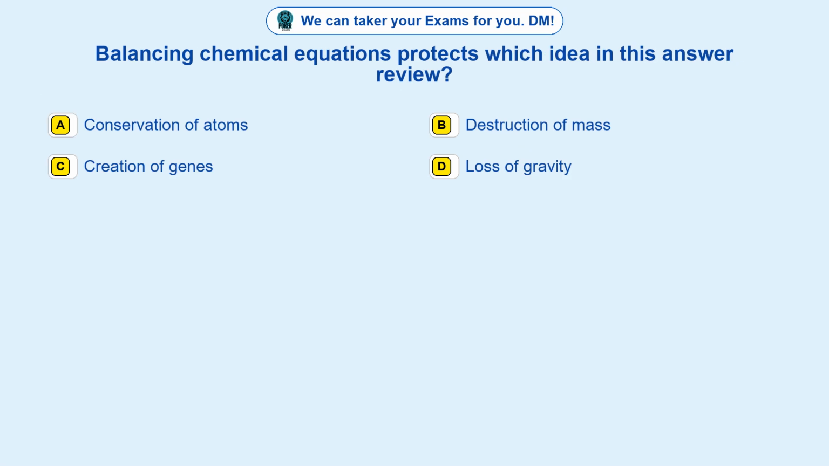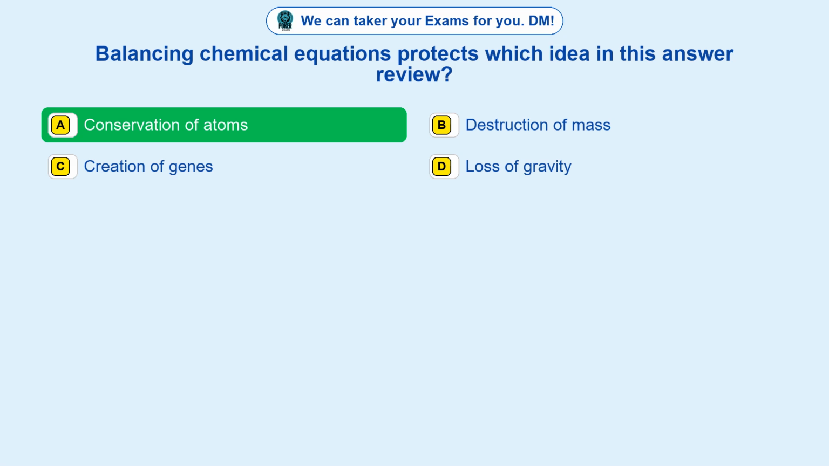Question 39. Balancing chemical equations protects which idea in this answer review? Option A, conservation of atoms. Option B, destruction of mass. Option C, creation of genes. Option D, loss of gravity. The correct answer is option A, conservation of atoms.